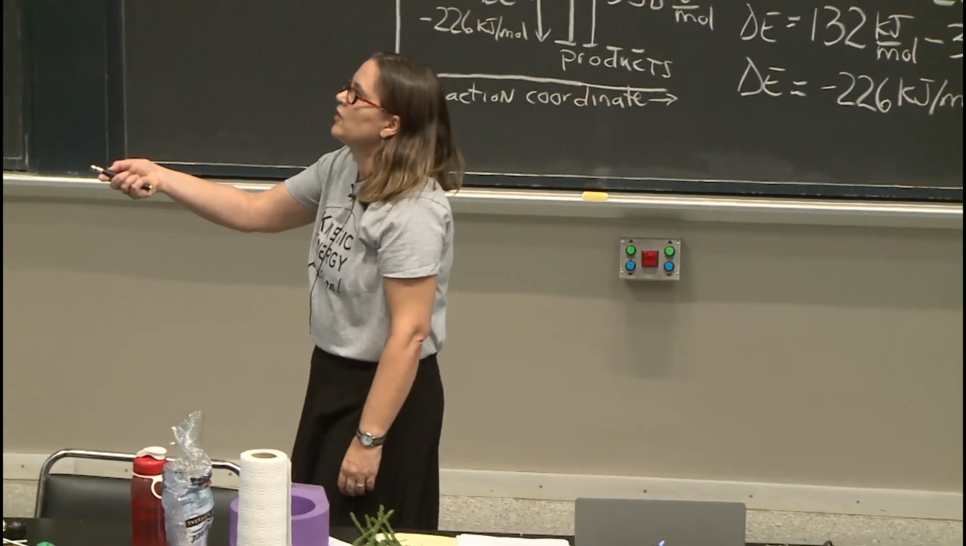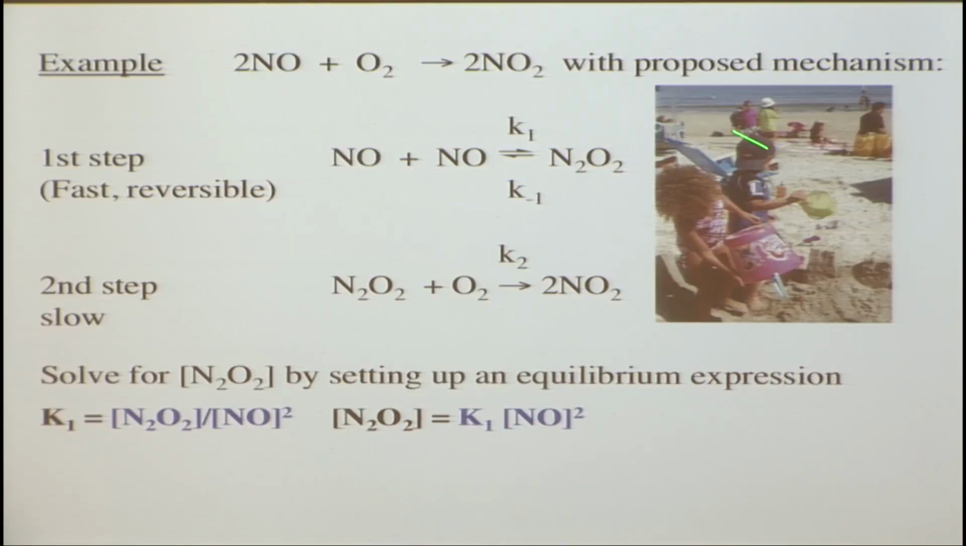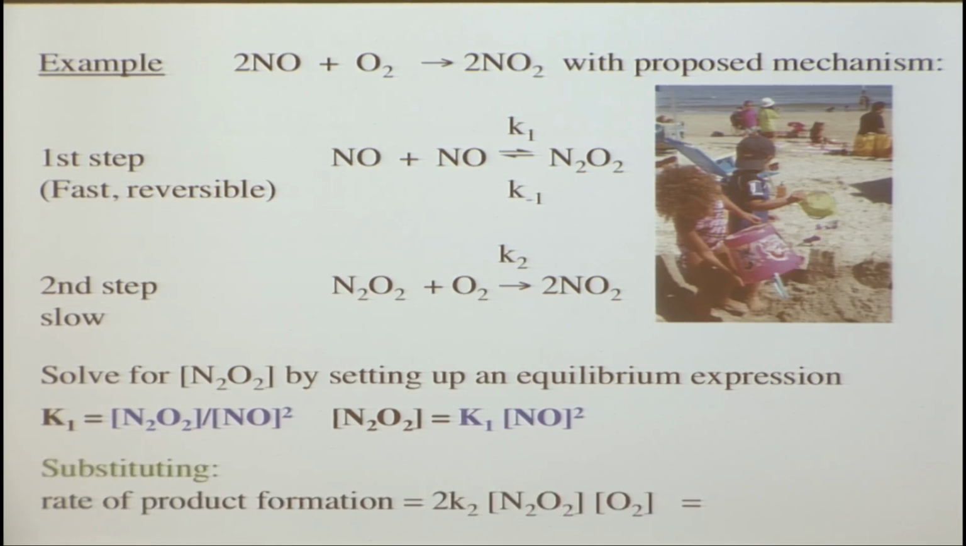So again, we're writing our equilibrium expression for the first step, products over reactants, and then we can rearrange it to solve, because one of the products here is our intermediate, so we can solve for the intermediate in terms of K1 and our reactant, and then we can substitute it in. And that gives us this. So we had the 2K2 here. Now we have our K1 and our NO squared. And here we have our oxygen there. So now we have a rate law that doesn't include any intermediates.